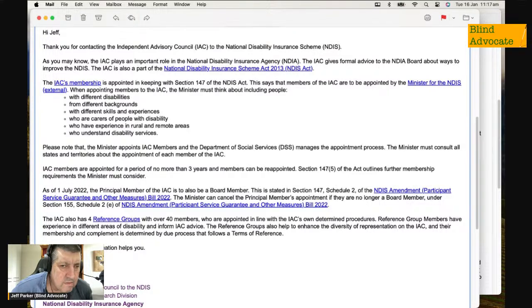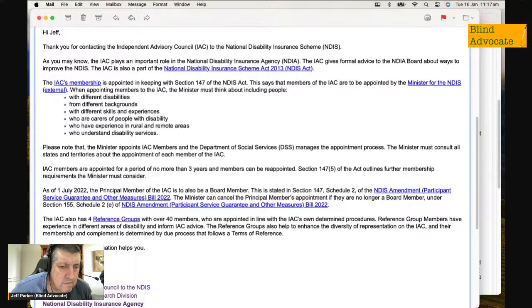IAC members are appointed for a period of no more than 3 years, and the members can be reappointed. Section 147, brackets 5 of the Act outlines further membership requirements the Minister must consider. As of July 1, 2022, the principal member of the IAC is to also be a board member. This is stated in Section 147, Schedule 2 of the NDIS Amendments Participant Service Guarantee and Other Measures Bill of 2022. The Minister can cancel the principal member's appointment if they are no longer a board member under Section 155, Schedule 2E of the Amendment Participant Service Guarantee and Other Measures Bill of 2022.